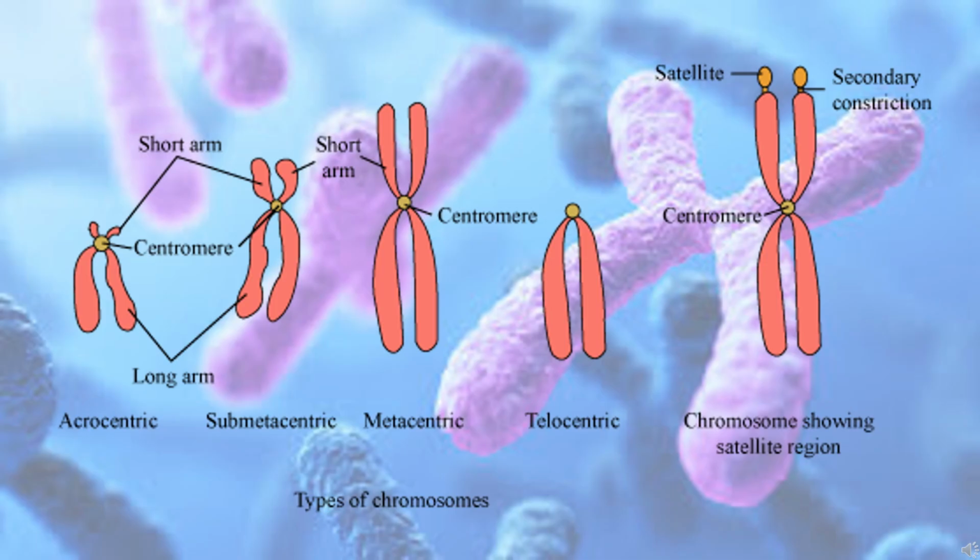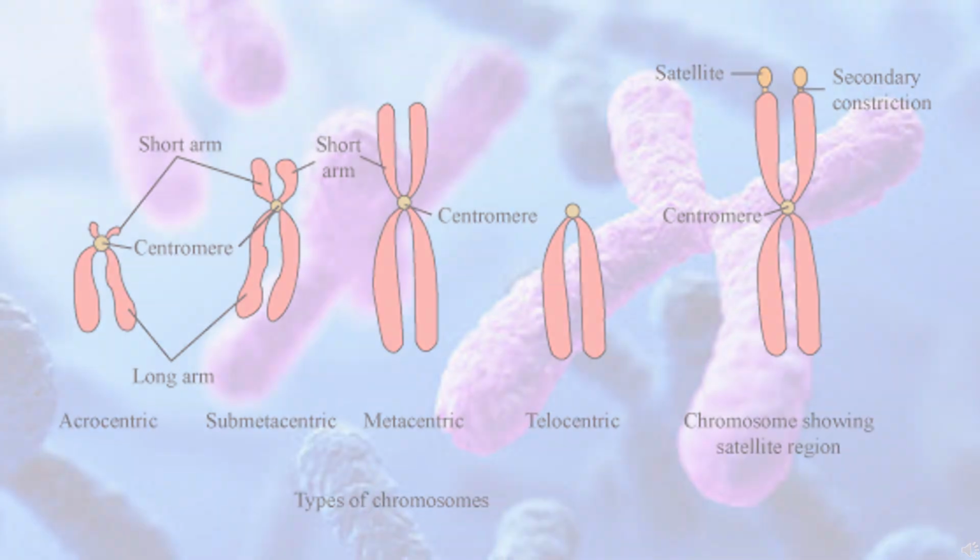Acrocentric, the centromere is located very close to one end, creating one extremely long arm and one very short, knob-like arm. Telocentric, the centromere is situated at the very tip or terminal end of the chromosome. These chromosomes have only one arm and are rod-shaped. They do not occur in humans, but are found in other species like mice.